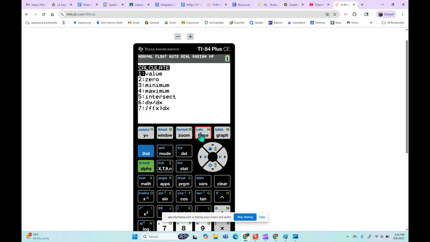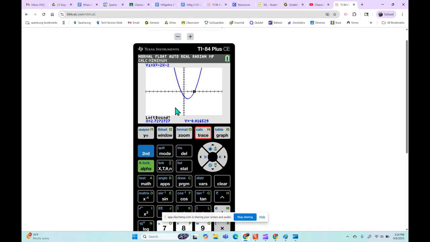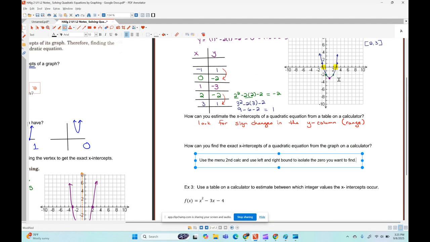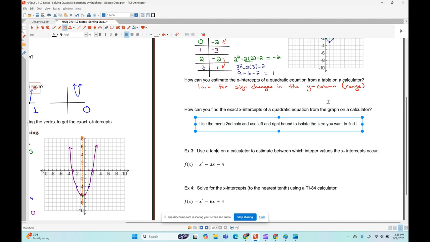If I go to second calc and I tell it I want to calculate a minimum or a maximum, on our graph, this one has a minimum. So I'm going to go down to number 3. It also does a left bound, right bound thing. So I'm going to the left of the vertex. I'm going to hit enter. Going to the right of the vertex, I'm going to hit enter, and then I hit enter again, and it gives me 1, -3, which was the vertex that we already knew, that we already had up here. So I'm just confirming everything we did in that problem.